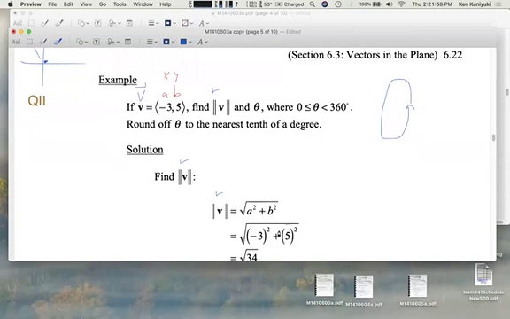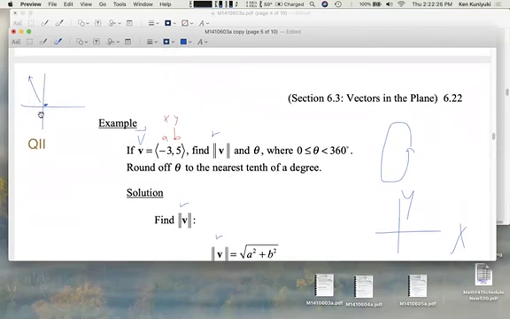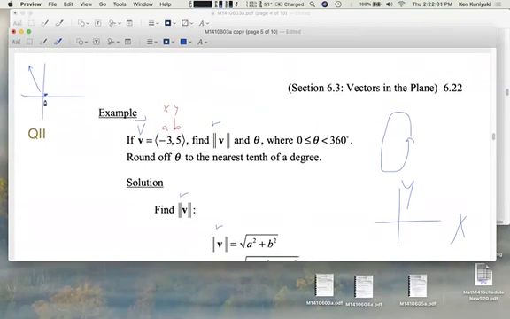Remember to put parentheses. The square of -3 is +9. The square of 5 is 25. We have the square root of 34, which is simplified. On an exam, I might say that distances along the x and y axes are measured in meters. So it might be good to put a unit like meters. So root 34 meters is the length of this vector, the magnitude of this vector. That's how far you have to walk from the palm tree at the origin to get your tickets over here.